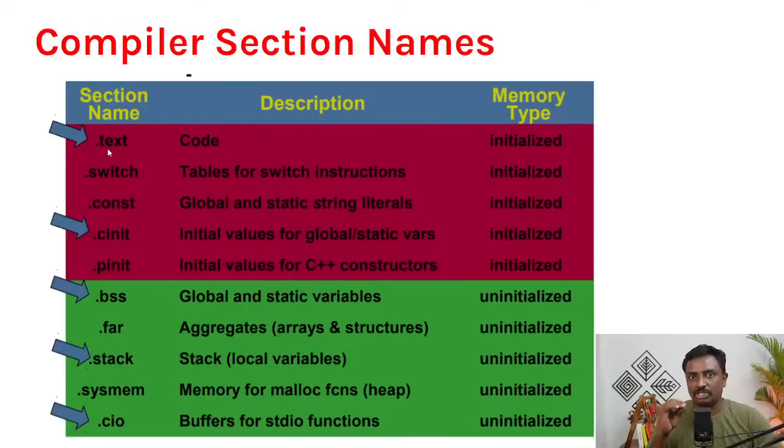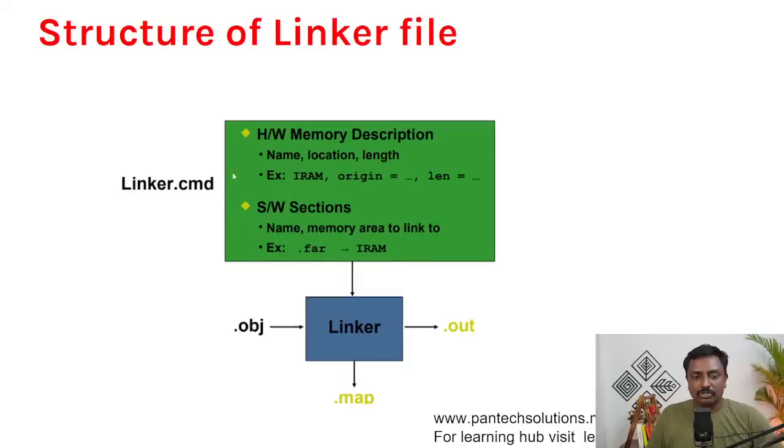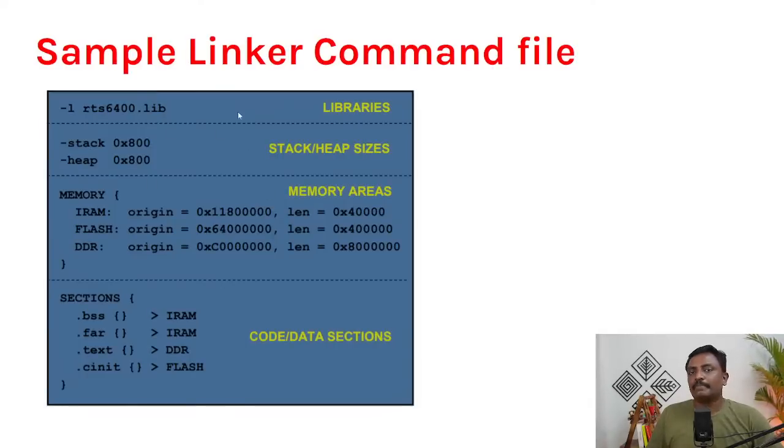The .text, .switch, .constant, .cinit, .pinit are the default sections. You can also have your own customized sections. That is also possible. So these sections have to be defined in the software sections. In this linker file, you have to mention the starting address and the ending address of the memory you have, because the processor will not know what memory you have interfaced with the microcontroller or microprocessor. You have to define it in this linker file.